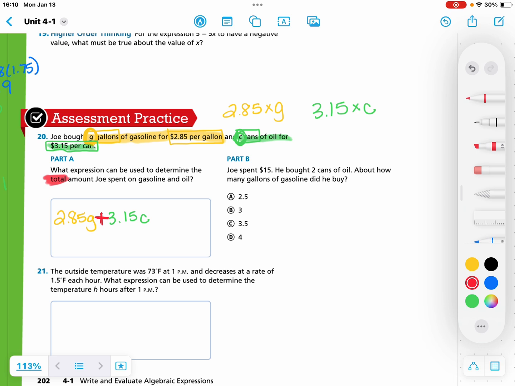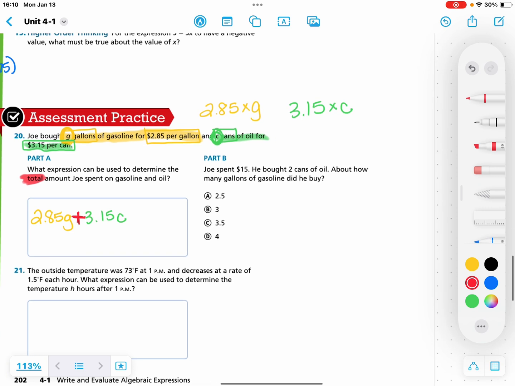So therefore, that's the expression. We don't have to do anything else. That's the expression we use. Part B, we're just going to solve some things. Now, here's the funny part.